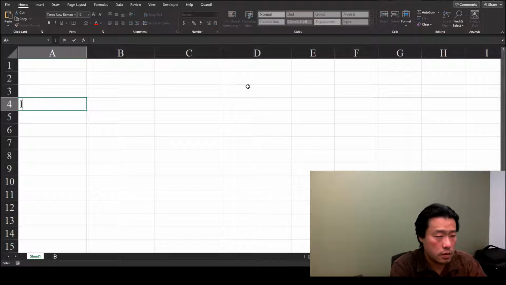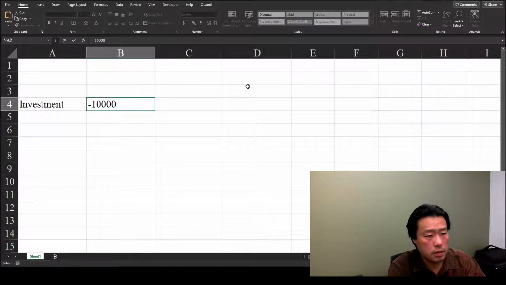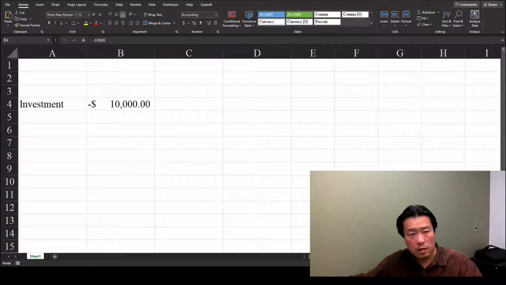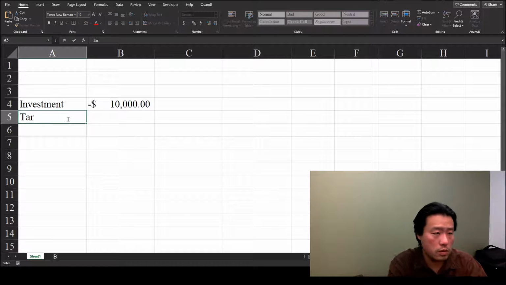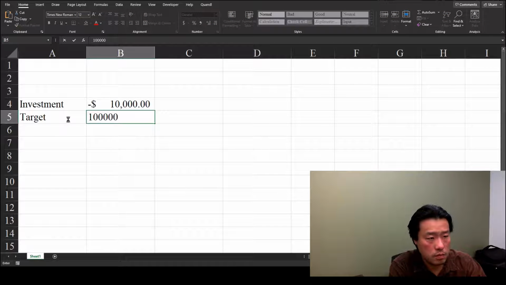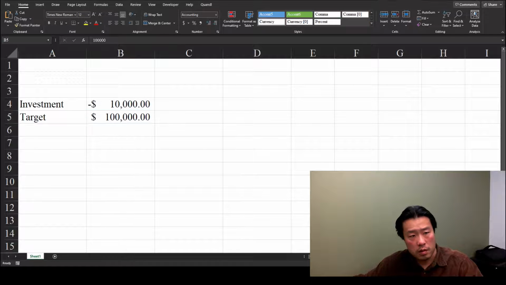The investment we currently have is $10,000. And of course, you need to change it to a dollar format. The target amount you want to accumulate is 100,000. Of course, you want to set it to dollars. The negative $10,000 just means that you need to pay $10,000 in the beginning. The positive $100,000 just means that you would like to receive $100,000 in the future.